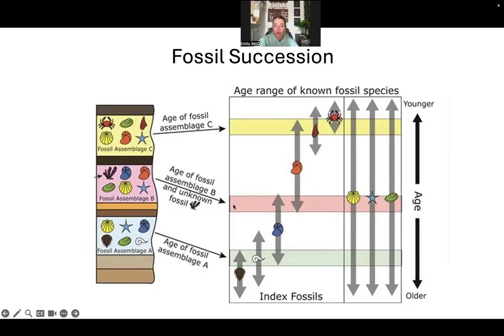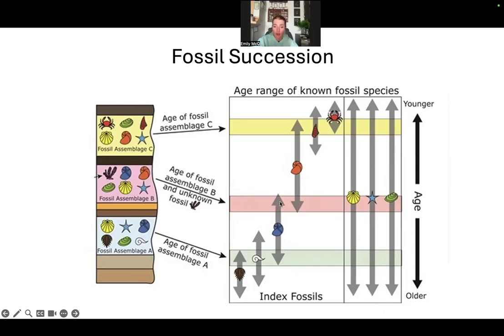And then some time passes and we get another fossil assemblage that has this guy and this guy in it, but it also has all of these guys. And I'm sorry, I should have mentioned that these three fossils here have existed from the oldest period to our youngest period. These are terrible index fossils because they're in every single assemblage.